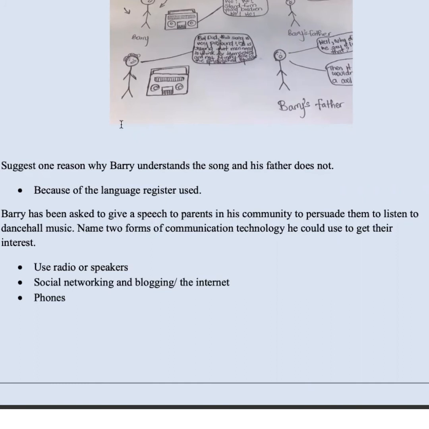All right, let's move on to the corresponding questions. Suggest one reason why Barry understands the song and his father does not. Now, to understand this question, you'd have to revisit your textbook and read the chapter that speaks about registers, context, vocabulary, and jargon. We can see some Rastafarian jargon here, for example, "Fight down Babylon, woy, woy," right? Barry's father could not relate to that register or that jargon, right?